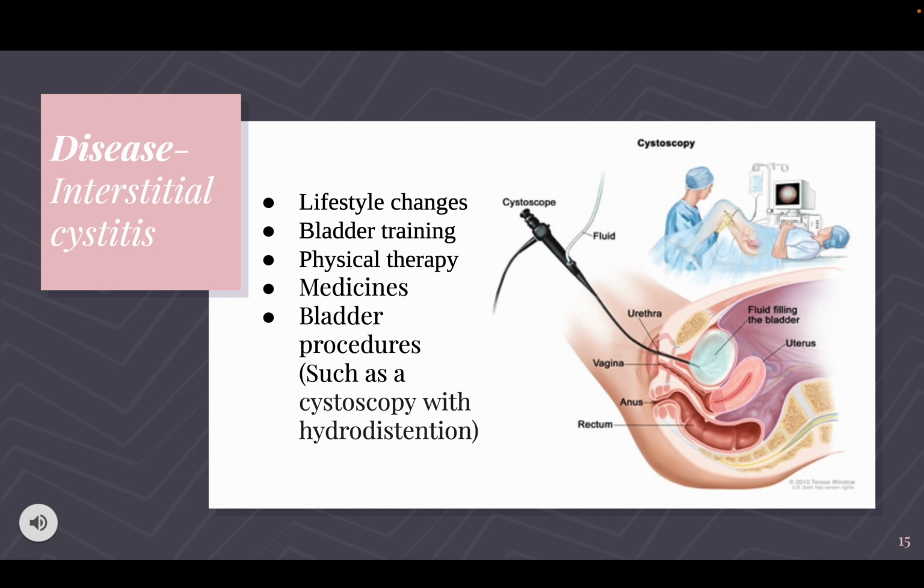A plan may include lifestyle changes, bladder training, physical therapy, medications, and bladder procedures such as cystoscopy with hydrodistension. This is a procedure that fills up your bladder with water. It is used to help you find out what may be causing your bladder pain. You may have to try several different treatments before you find the one that works for you.